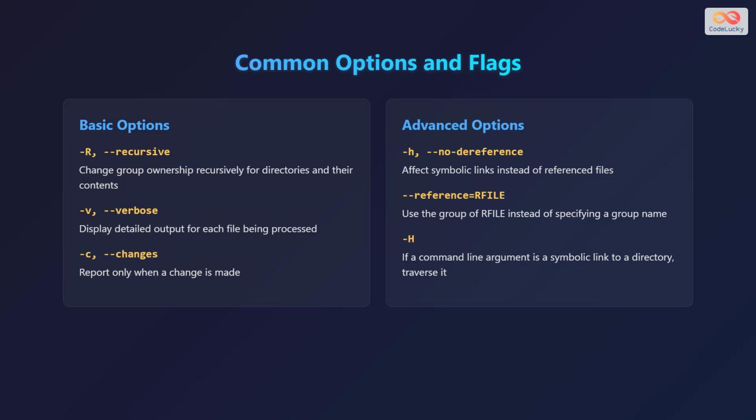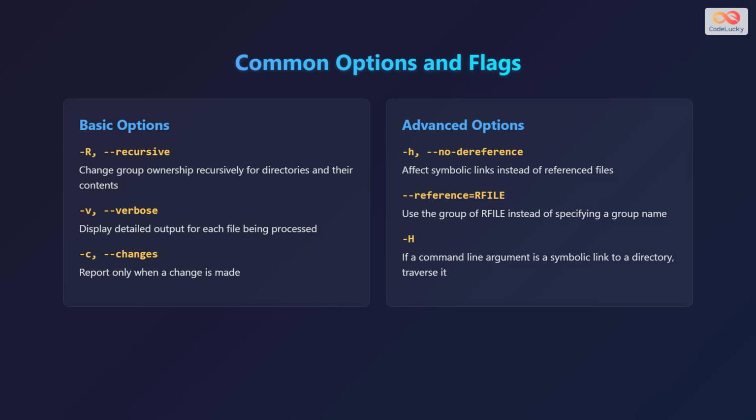Let's explore some common options and flags that can be used with the chgrp command. The basic options include -R or --recursive, which changes the group ownership recursively for directories and their contents. This is useful when you need to update the group ownership for an entire directory structure. The -v or --verbose option displays detailed output for each file being processed, providing you with confirmation that the changes are being applied as expected. The -c or --changes option reports only when a change is actually made, reducing the amount of output and focusing on the modifications.